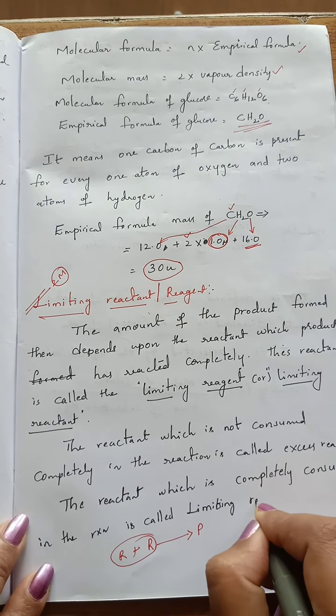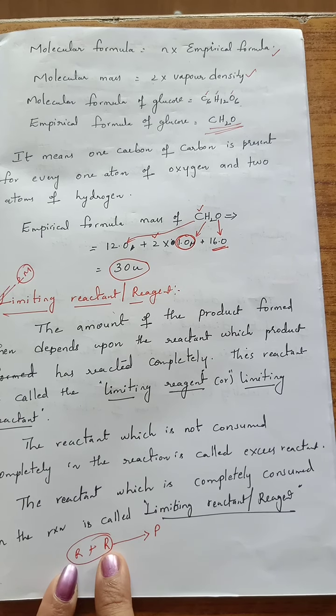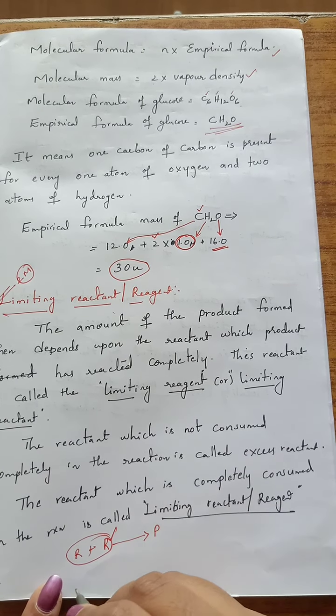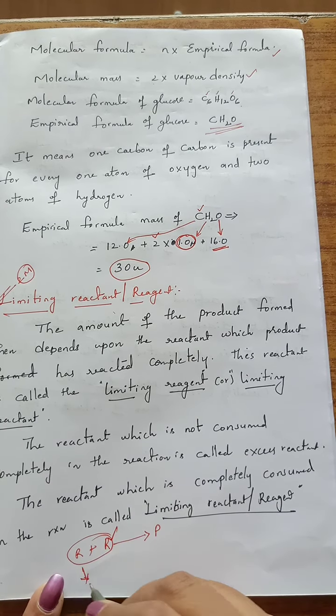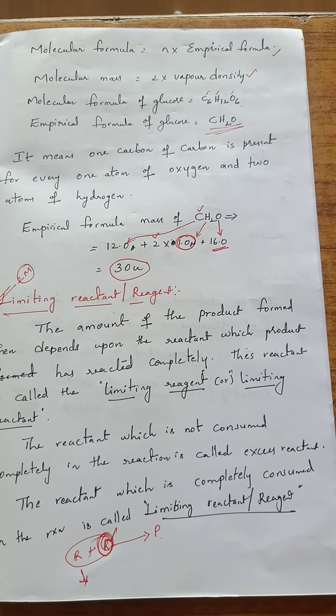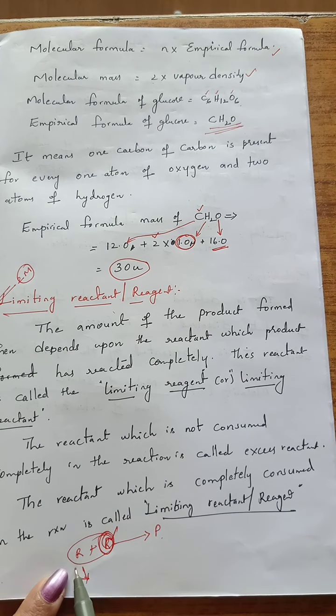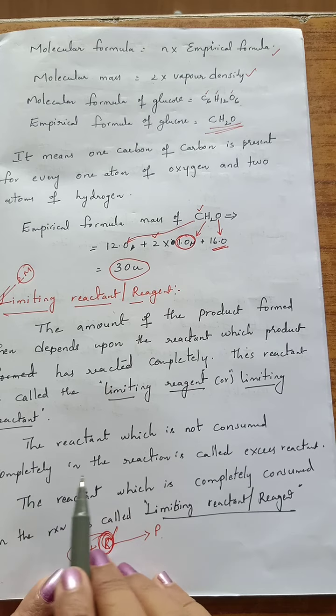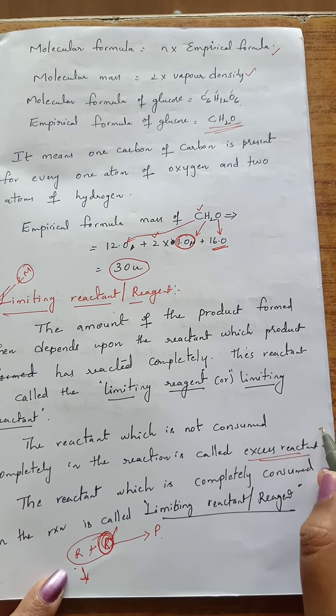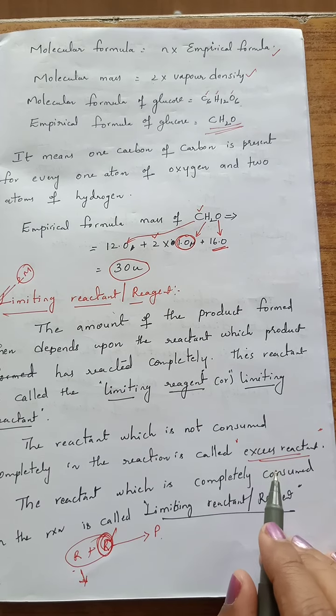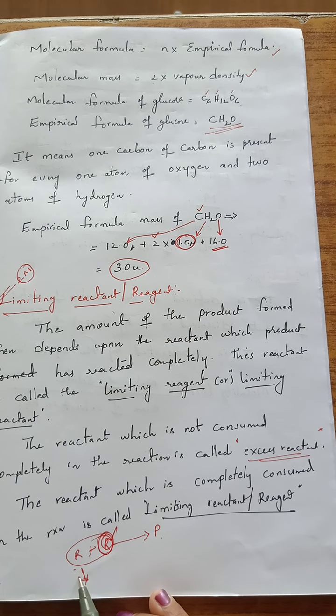Here we have taken 2 reactants. There is no rule that both the reactants should be completely consumed in the reaction. One can be completely consumed, another one is not consumed. Whatever reactant is completely consumed or utilized in a reaction for the formation of product is known as limiting reactant or limiting reagent. And one more reagent is there. The reactant which is not completely consumed in the reaction is called excess reactant. So in this case another reactant is not completely consumed in the reaction. That is called excess reagent.